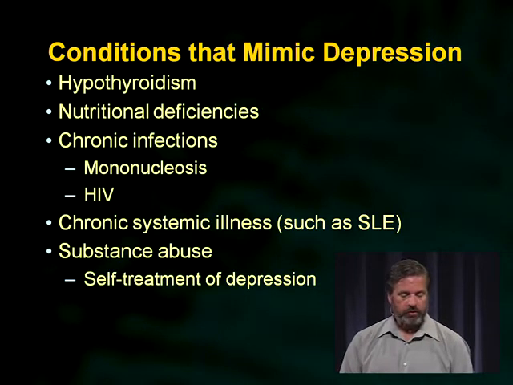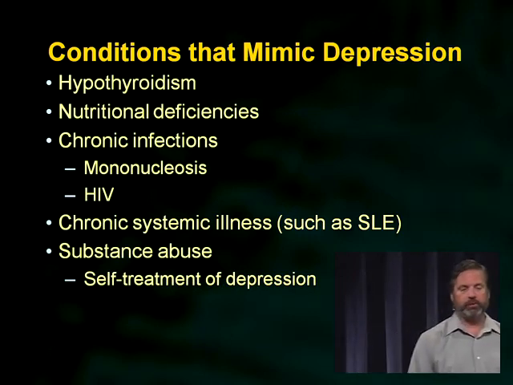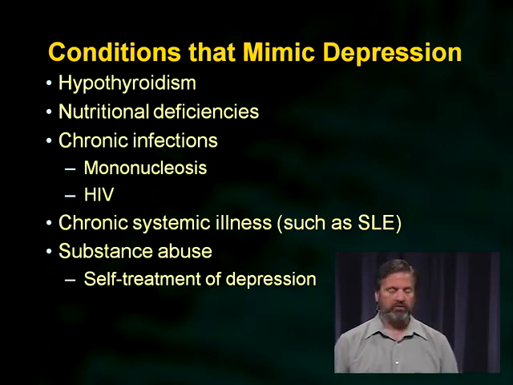All right, there are also medical conditions that can mimic depression: hypothyroidism, some nutritional deficiencies, chronic infections like mononucleosis and HIV, both of which unfortunately are relatively common in the adolescent population, chronic systemic illnesses such as lupus or others, and then we talked about substance abuse. So certainly a substance abuse problem can present as depression.